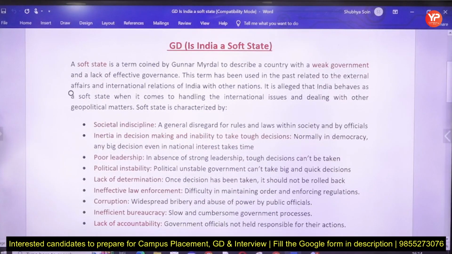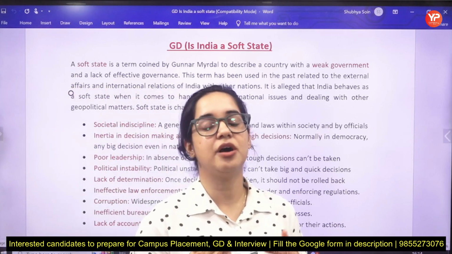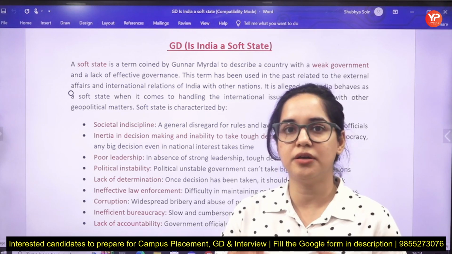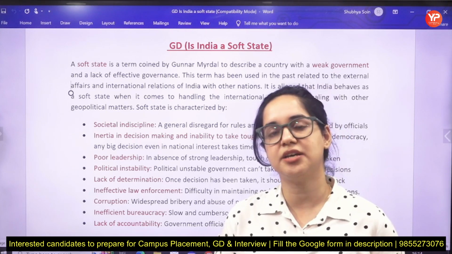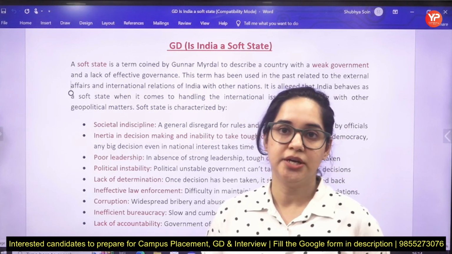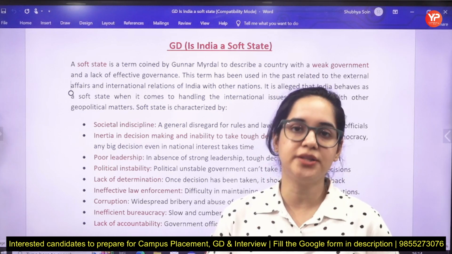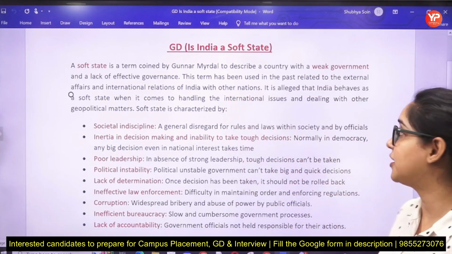The GD topic starts with the terminology. A soft state is a term that was coined by Gunnar Myrdal to describe a country with a weak government and a lack of effective governance. That is a government which is weak and less effective in nature, in terms of leadership skills and integrity, and it takes time to work. There's a lot of red tapism in the government, and corruption is there. All these things make India's governance lack an effective structure.